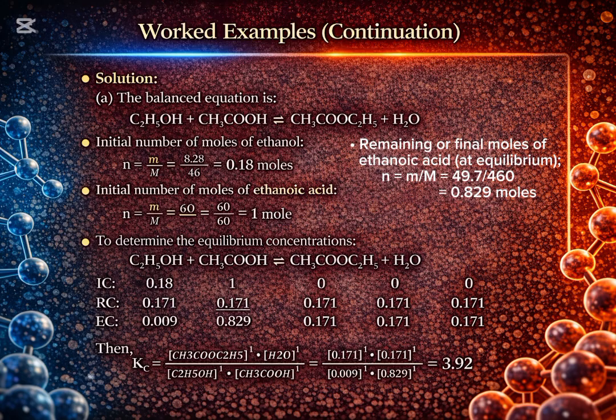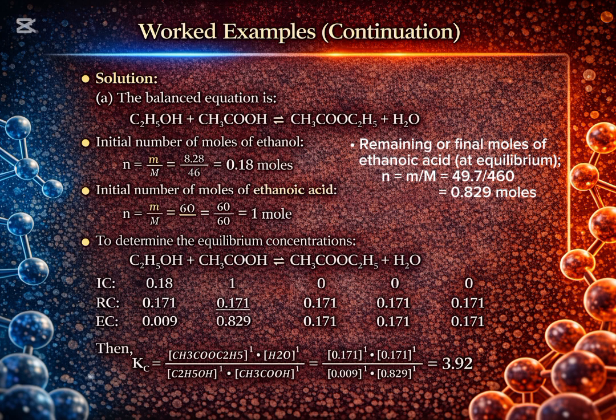So our balanced equation is C2H5OH plus CH3COOH to produce CH3COOC2H5 plus H2O. Now that equation is already balanced. Now we go back to question A. We are going to change the mass given there to number of moles, because the number of moles will be the concentration we will be working with. So it will represent our concentration, because that is what we are going to be using in this calculation.